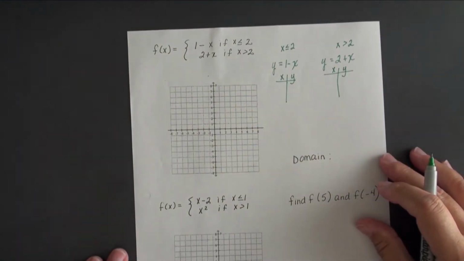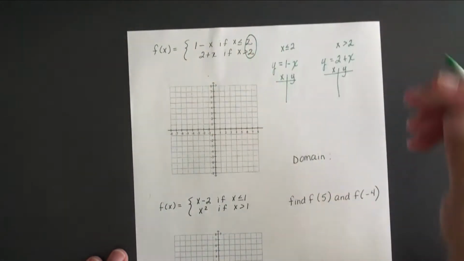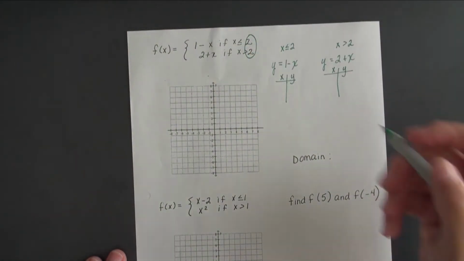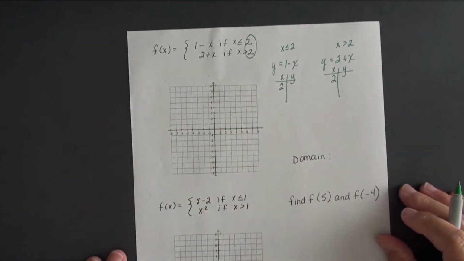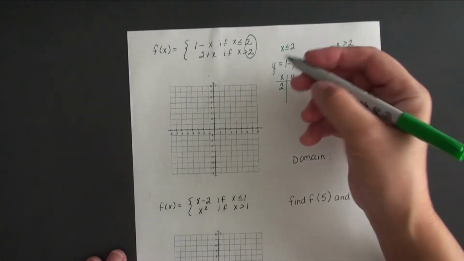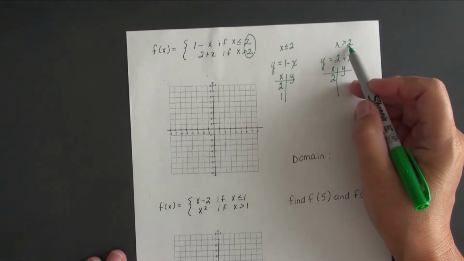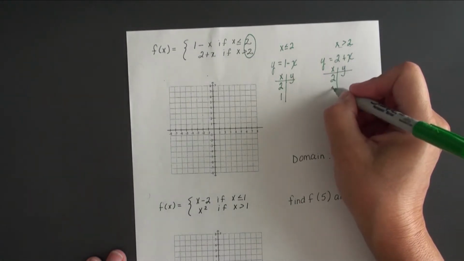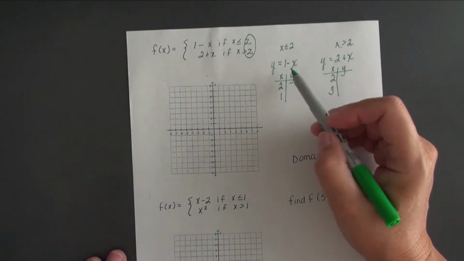Okay, so remember that the first number in both tables is that number there. Well, in this case, it's a 2. Now we need to choose a number less than or equal to 2, so I'll just choose a 1. And then I need to choose a number for this one greater than 2. I'll choose a 3. Now I'll plug those numbers into my formula.